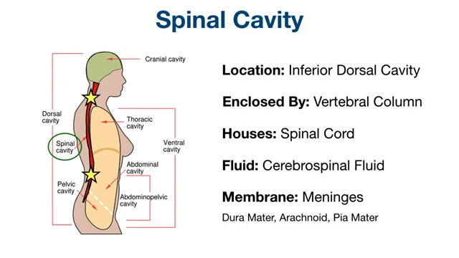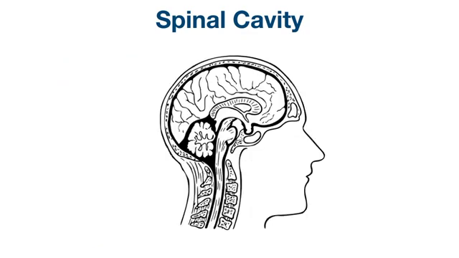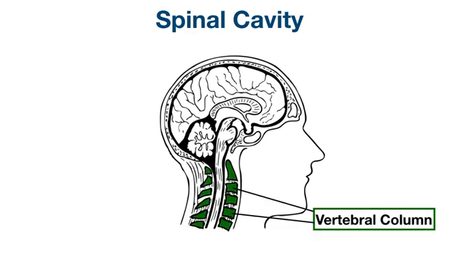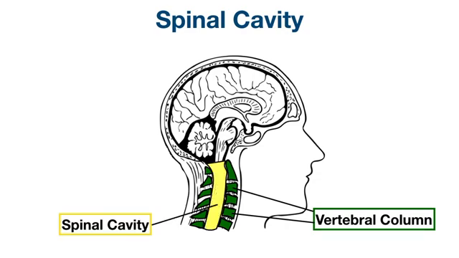Let's take a closer look at the spinal cavity and its features. We're looking at the same side view of the brain and spinal cord. As we mentioned before, the spinal cavity is enclosed by the vertebral column, which we have highlighted in green. You can see how the vertebral column has formed an empty space or cavity. This space created by the vertebral column is called the spinal cavity, which is shown in yellow. You can see how the spinal cavity is continuous with the cranial cavity above it.